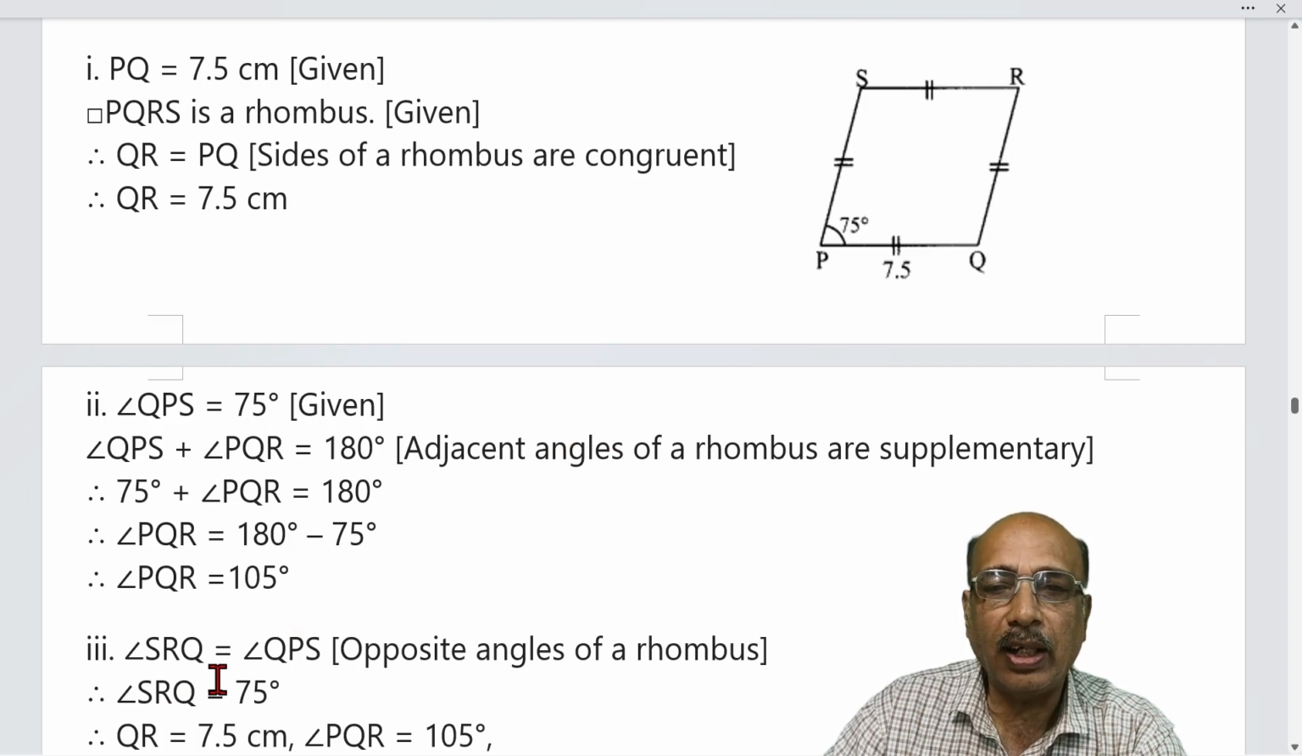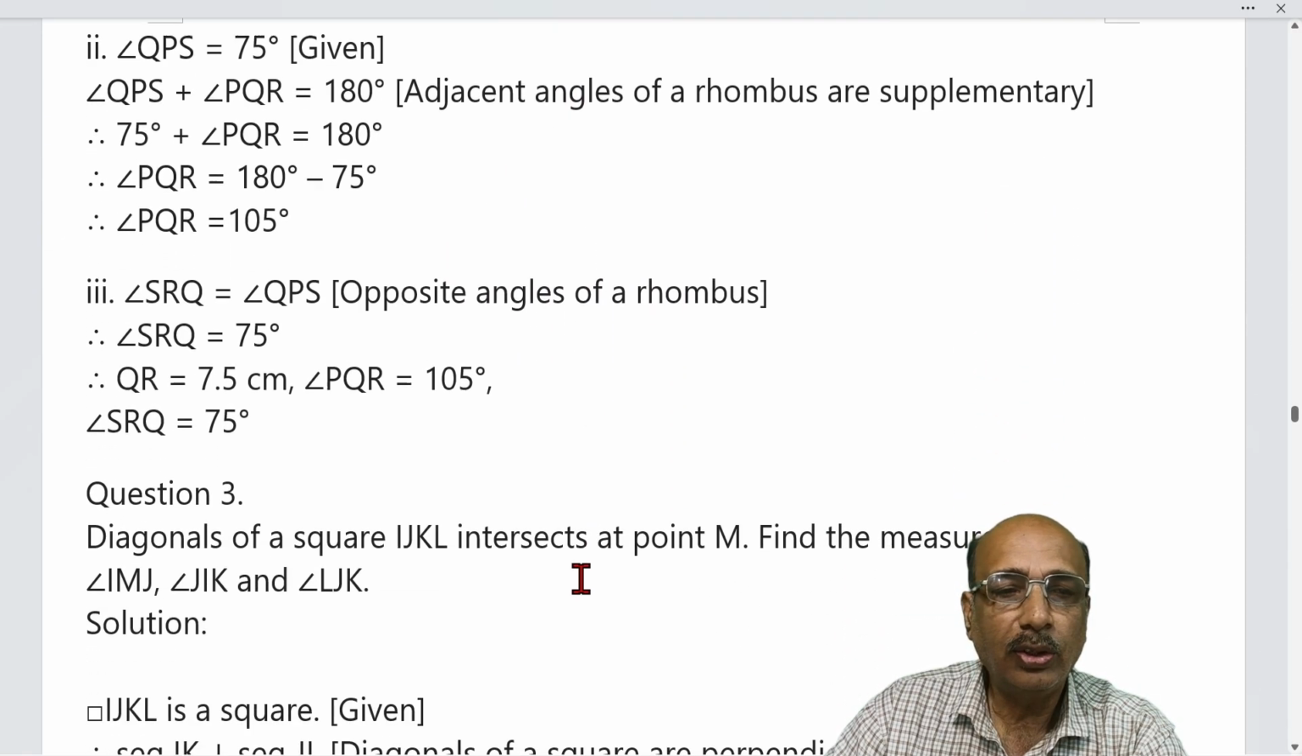Angle SRQ equals angle QPS, opposite angles of a rhombus are equal. So, angle SRQ equals 75 degrees. So, what we have found out in this example: QR equals 7.5 centimeters, angle PQR equals 105 degrees and angle SRQ equals 75 degrees.